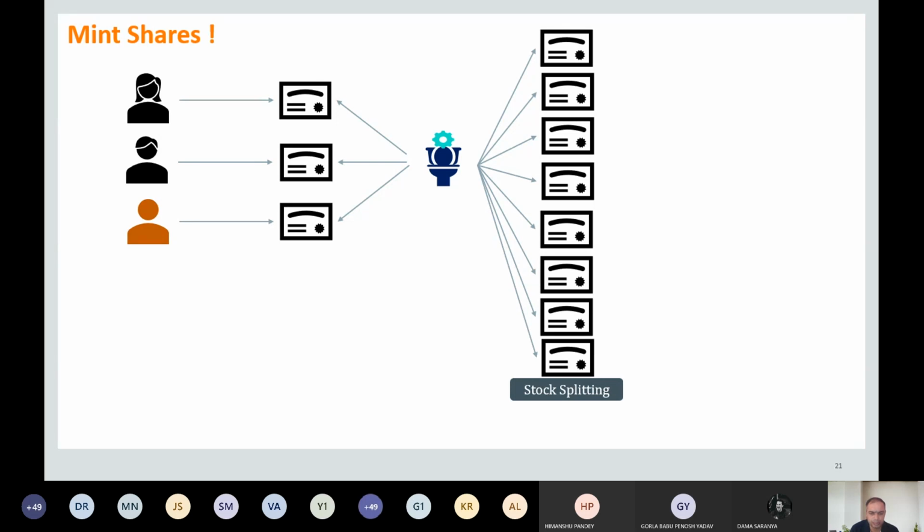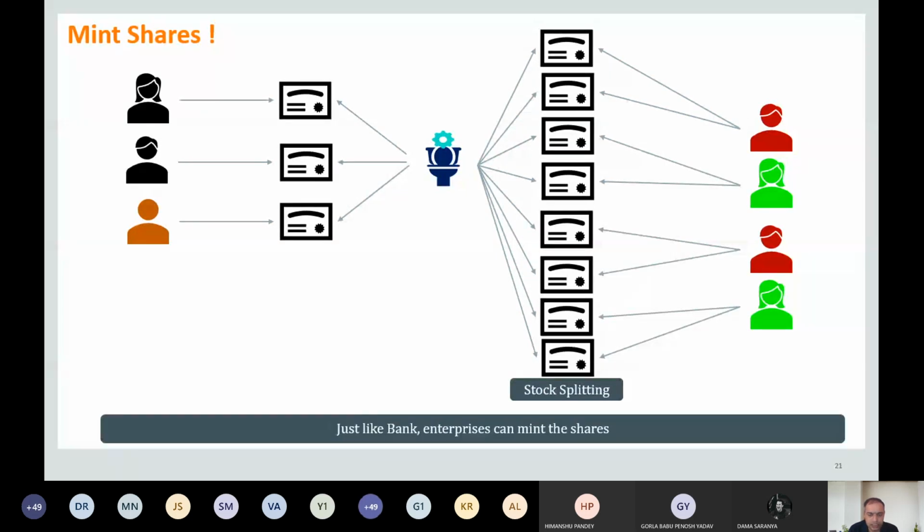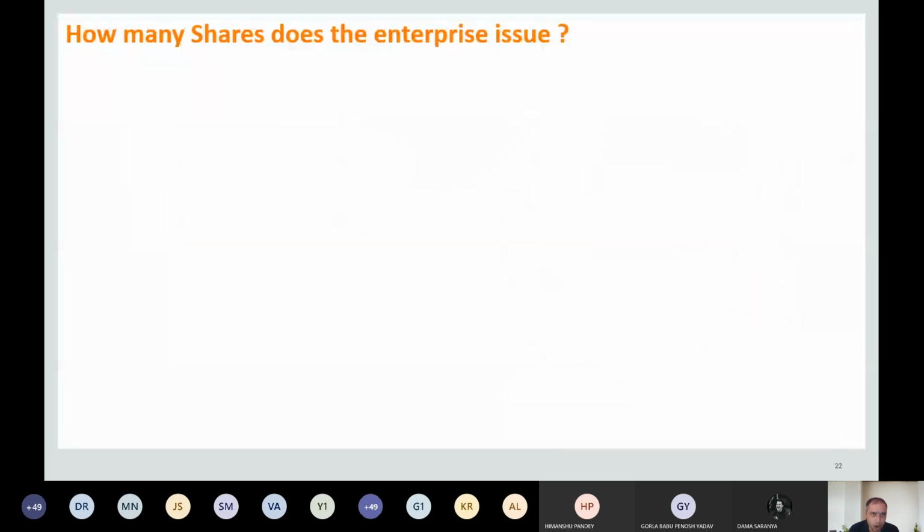That is, only one share is there, but we are dividing it into many. If this share value is 40 rupees, now your share value may be 4 rupees each. If you do it like that, a lot of people will come and invest in you. This is just like the bank minting money. So again your company is going to make a profit, but what happens in this process? Your share percentage will come down, but your share values will increase. So now how many shares does your enterprise have now?